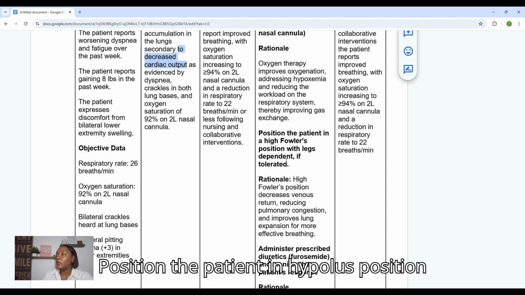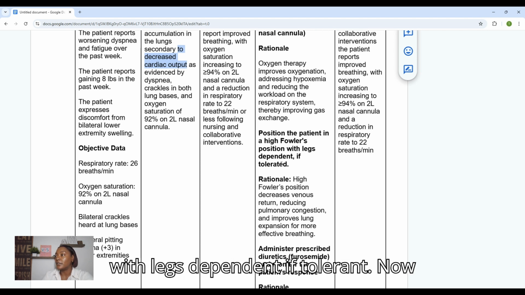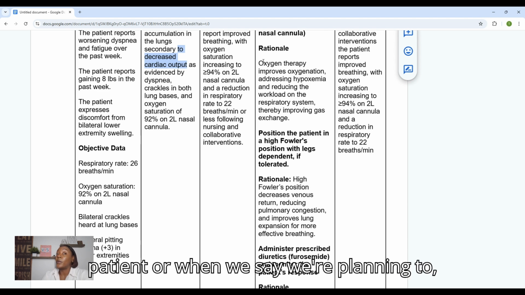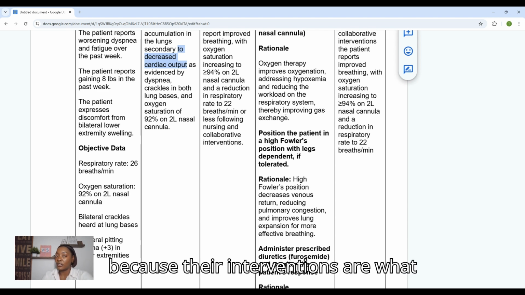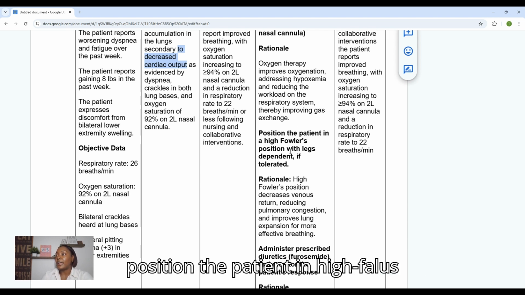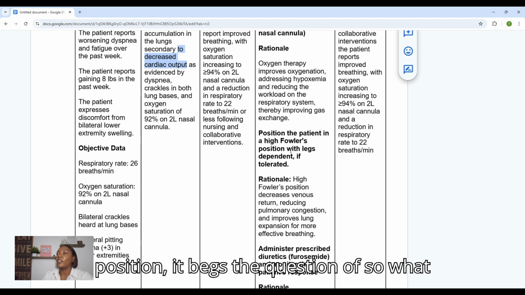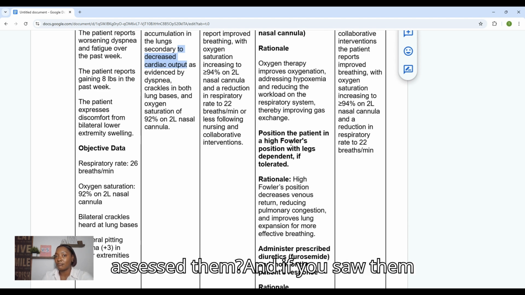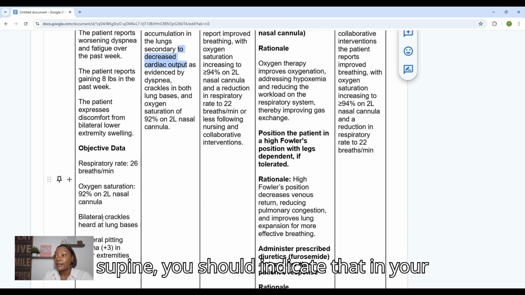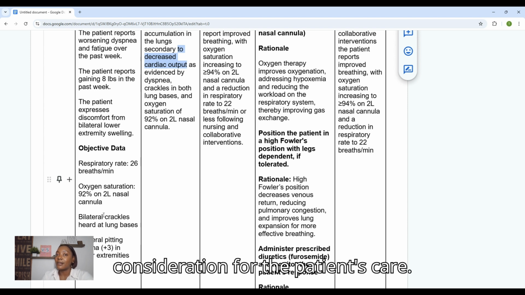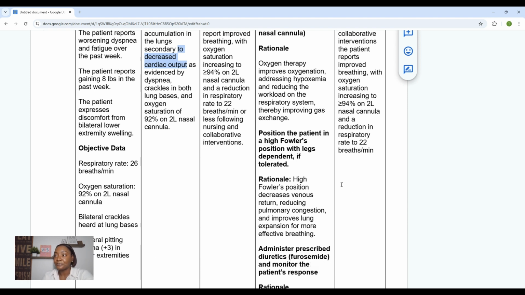Position the patient in high Fowler's position with legs dependent if tolerant. Now, when we say we're going to position a patient, or when we say we're planning to, because interventions are what you're planning to do, we're planning to position the patient in high Fowler's position. It begs the question of, so what position was the patient in when you assessed them? And if you saw them supine, you should indicate that in your objective data, because that's a consideration for the patient's care.